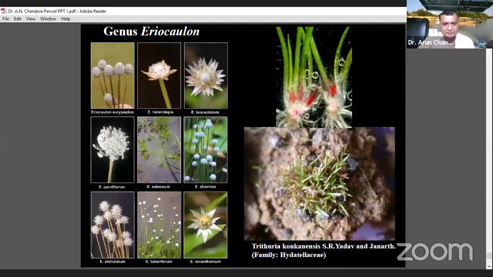Then this is another interesting species, Eriocaulon konkanense. This plant is hardly half a centimeter to 1 centimeter in size, and it was described 30 years back by my guru Professor S.R. Yadav and Professor Janarthanam from Goa University. And this is a unique plant. Why unique?